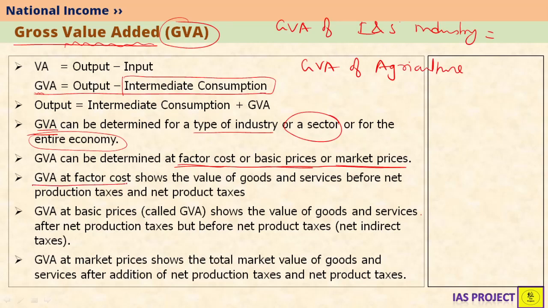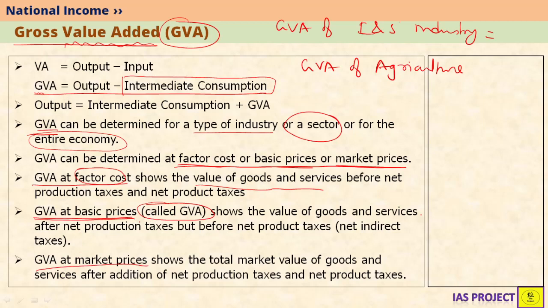So GVA at factor cost shows the value of goods and services before the net production taxes and net product taxes are added. We already know that in case of factor cost, any kind of taxes are not added. In case of GVA at basic prices, which is generally called GVA, if someone says simply GVA, it always means GVA at basic prices. So if they specify GVA at factor cost or GVA at market prices, then it means those things. If they simply say GVA, it means GVA at basic prices.